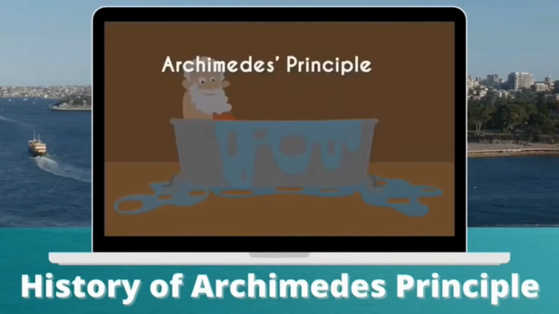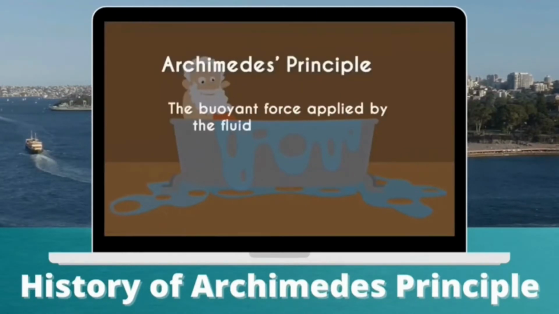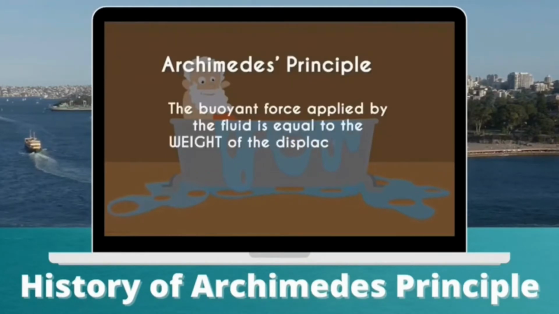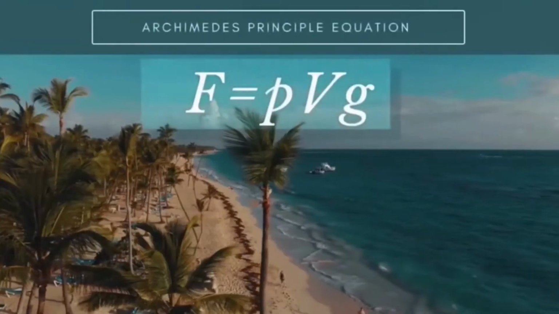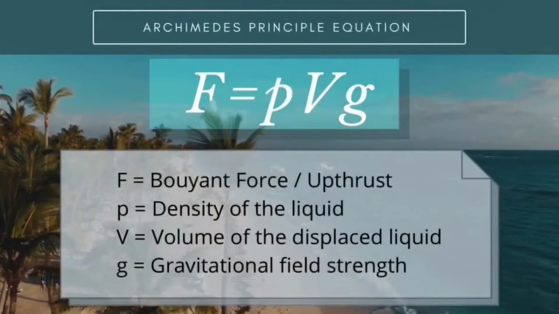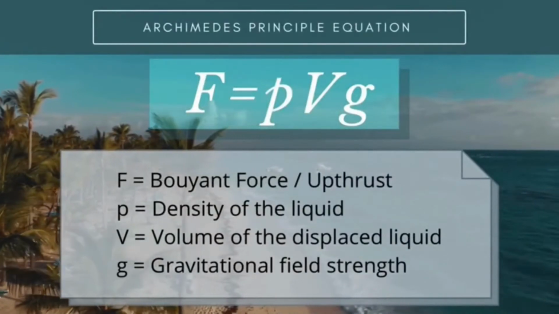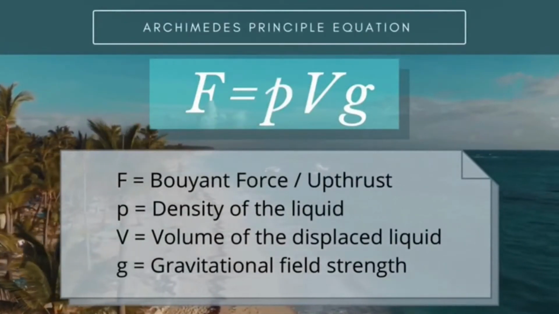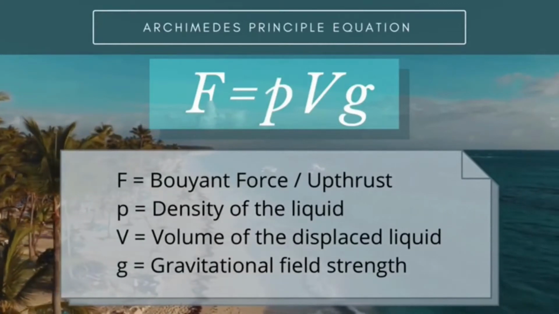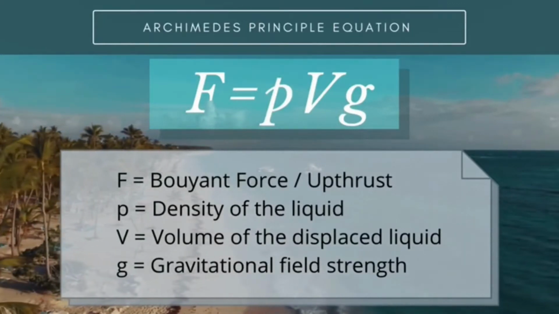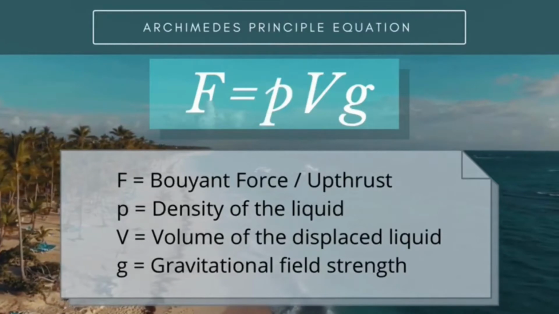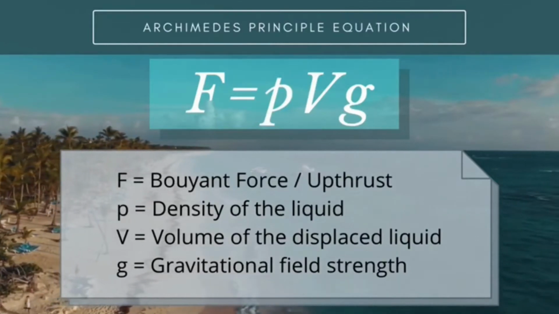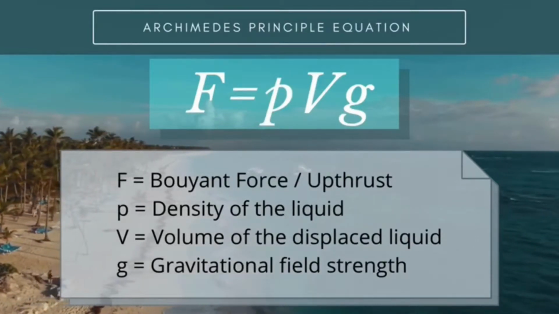So Archimedes' principle states that the buoyant force applied by the fluid is equal to the weight of the displaced fluid. Archimedes' principle also comes with its own equation, which is F equals rho Vg, where F is the buoyant force, rho is the density of the liquid, V is the volume of displaced liquid, and g is the gravitational field strength.